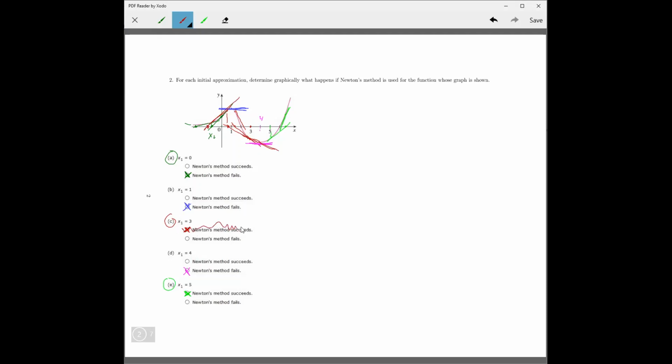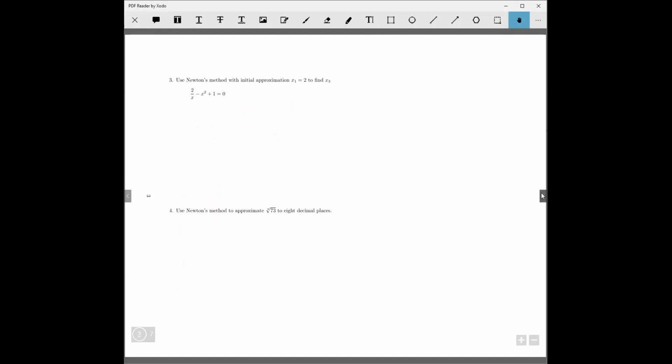So we'll go with fails. All of them fail except for the last one. That's weird. All of them fail except for the last one. That's kind of a weird answer, you know? It doesn't give you a good impression of what Newton's method does. So I think that's probably what happened. Okay, so sorry about that.